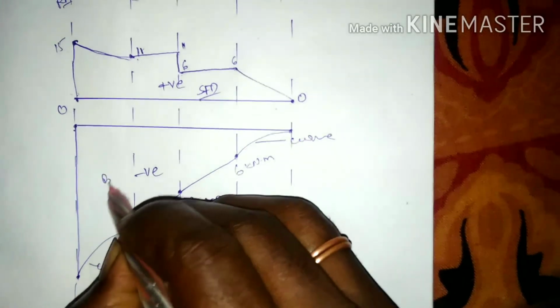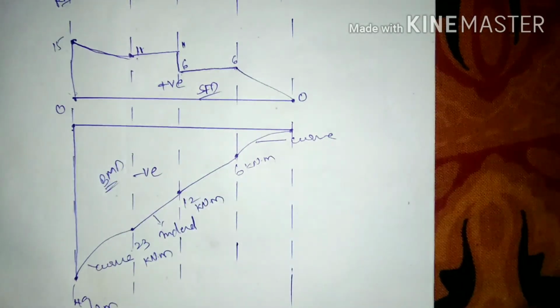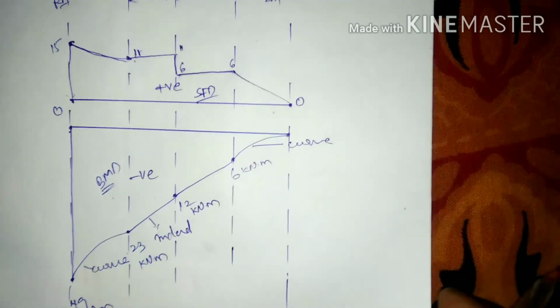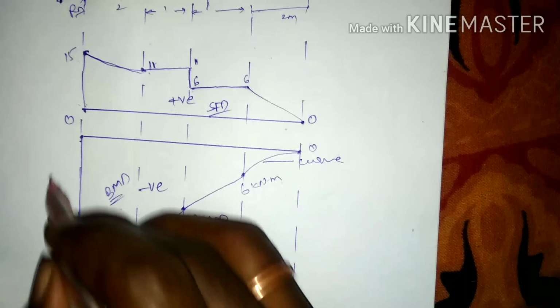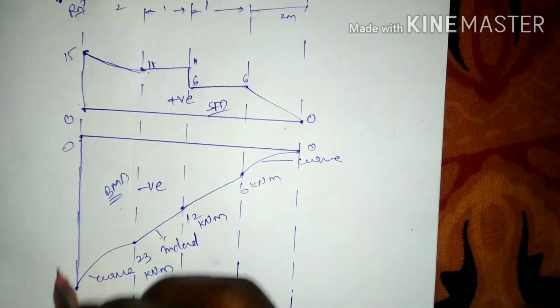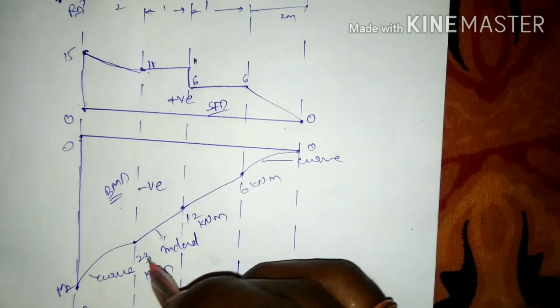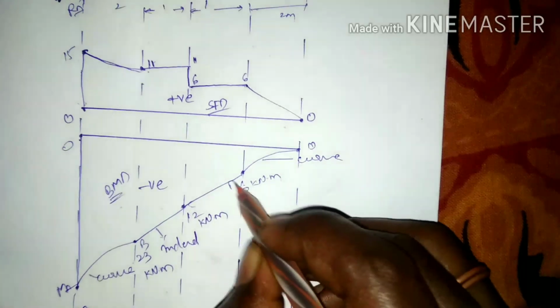This is the bending moment diagram for the given cantilever, and the references are 0 and 0 at A, B, C, D and E.